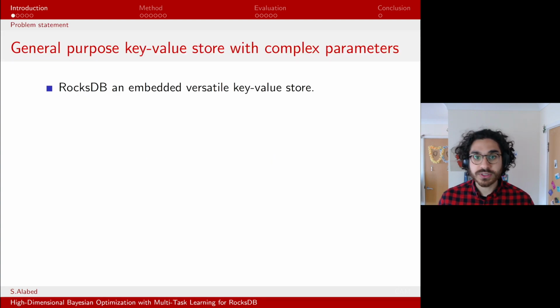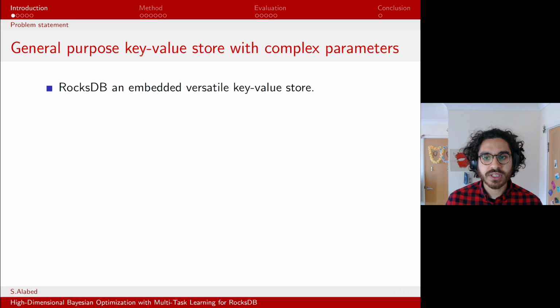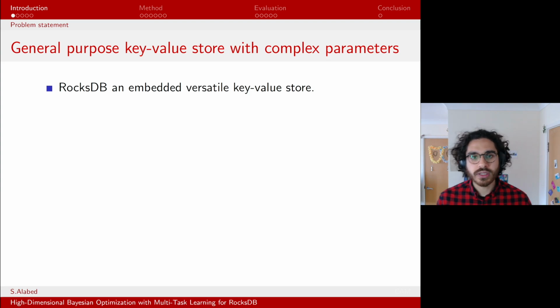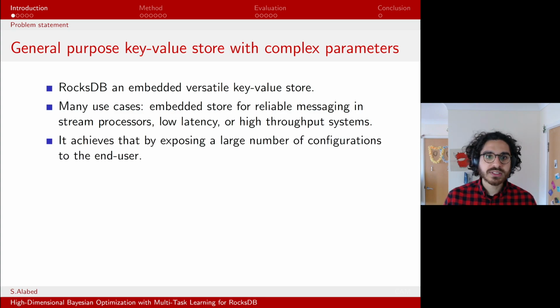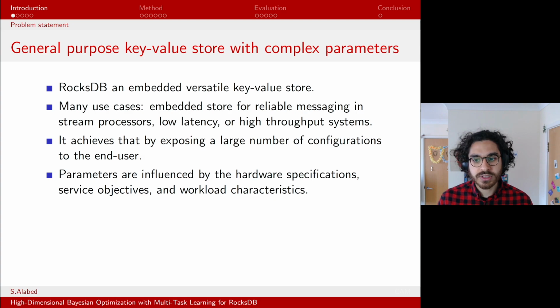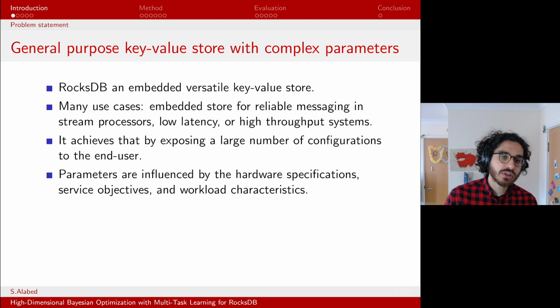Let me first introduce what RocksDB is. RocksDB is an embedded, versatile key-value store. It's used in multiple different places. For example, Apache Flink uses it as a way to commit messages and provide reliable delivery of messages in a distributed system. It provides this versatility by exposing a large number of configurations that the user is expected to know how to tune. These parameters require knowledge about what the objective of the system is, what the workload characteristics are, and even an understanding of how RocksDB works internally.